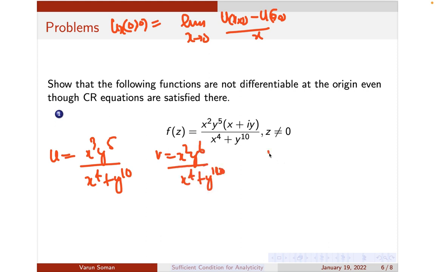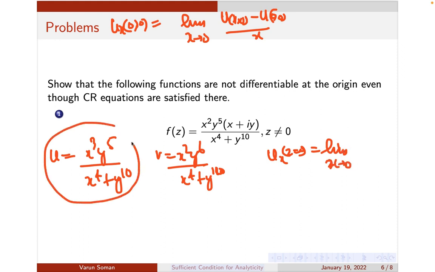So what is my ux at origin? It is actually limit x tends to 0 of u of x, 0 minus u of 0, 0 by x. What is u of x, 0? u of x, 0 is actually x cube into 0, anyway it will become 0, minus u of 0, 0 is always 0. Here there's one more condition: f is 0 when z is equal to 0, only then it will be true. So u of 0, 0 is taken to be 0, by x, which is 0.